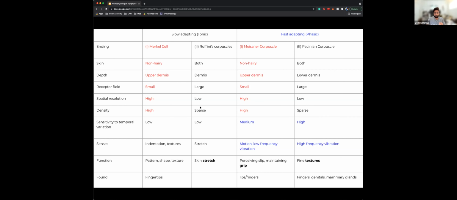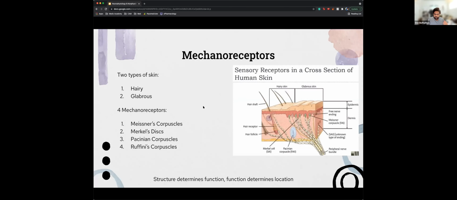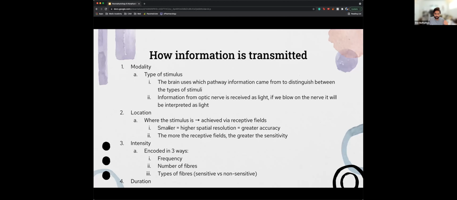And you can see that with each slow adapting and fast adapting, we have a big difference between something that has a small receptor field, which means it will have a high resolution. So there'll be a lot of Merkel cells around density wise. Whereas with the larger receptor fields, we have low spatial resolution, and so the cells will be more spread apart. And it goes again to reiterate that message at the start about the whole idea about location.